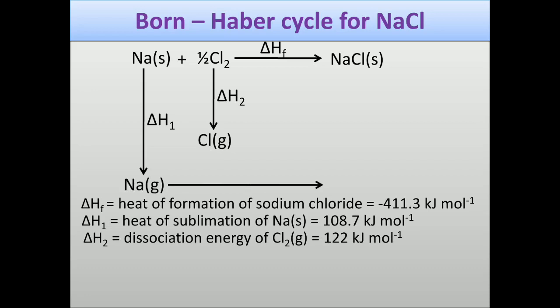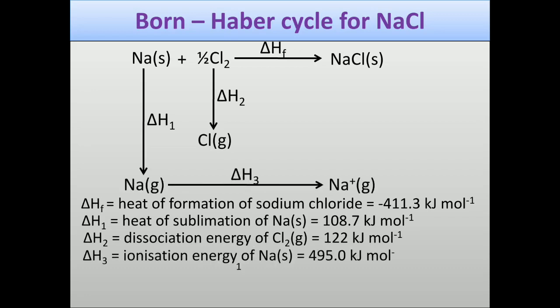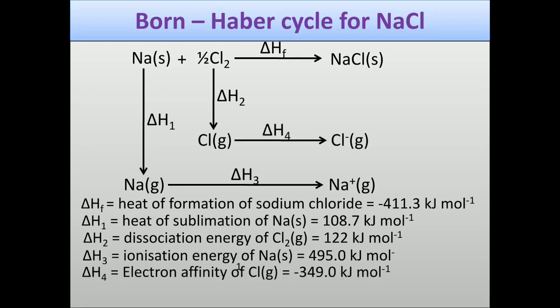Then gaseous sodium atoms are ionized to form Na+ ions. This requires plus 495 kilojoule per mole of ionization enthalpy. The following step, changing chlorine atoms into chloride ion, is exothermic. The electron affinity energy released is minus 349 kilojoule per mole. Finally, gaseous Na+ ions and Cl- ions are combined to form solid sodium chloride, that is NaCl. This lattice energy for the formation of NaCl is taken as U.